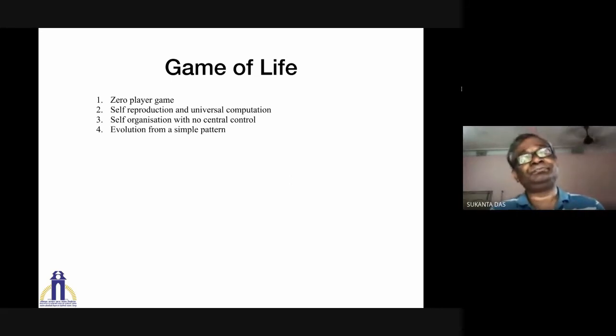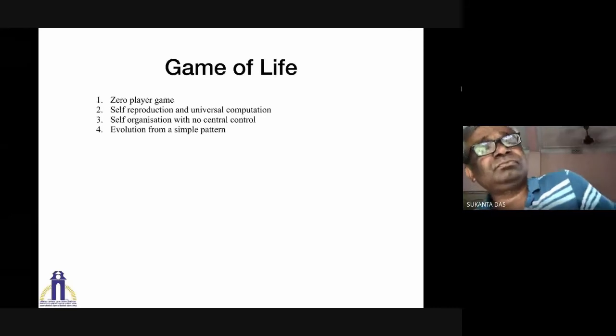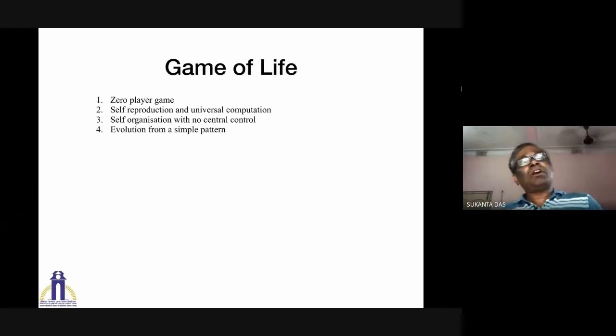Second point is, as I've said, you'll appreciate that the rule is very simple. The automaton is very simple, yet it's capable of self-reproduction, and it has the capability of universal computation. It has been proved, and we shall come back to the computation part, that this game of life is as powerful as a universal Turing machine. Meaning any kind of computation can be done by this simple game of life.